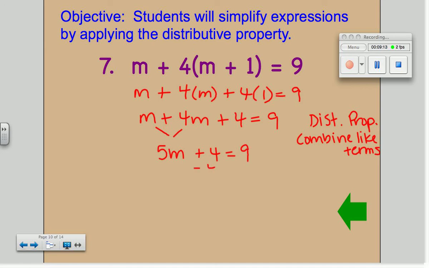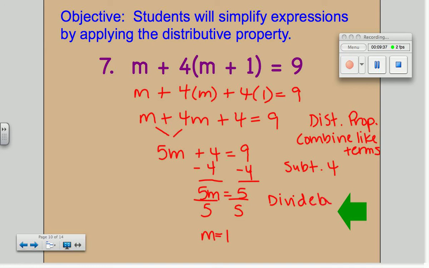Subtract 4, subtract 4. 5m plus 4 minus 4 is 5m. 9 minus 4 is 5. Divide both sides by 5. M is 1. Okay? So here we subtracted 4 from both sides. Here we divided by 5. And then simplified to get 1.